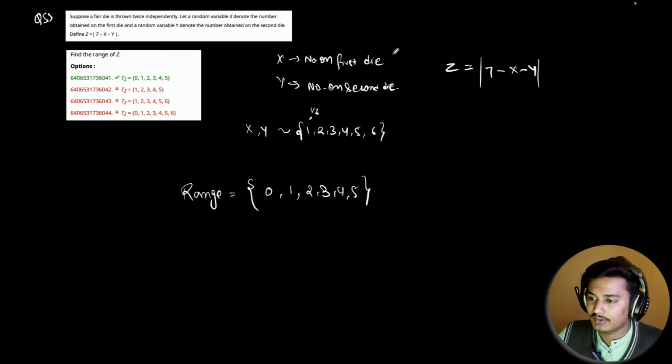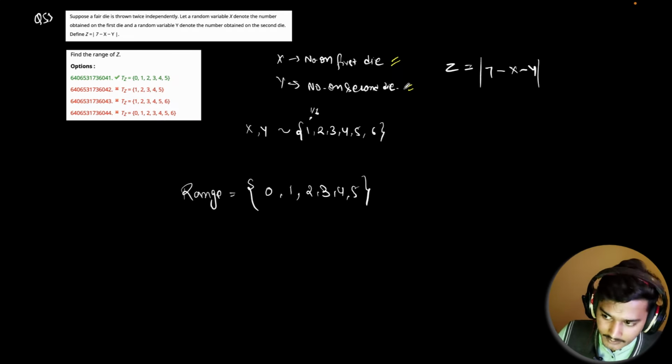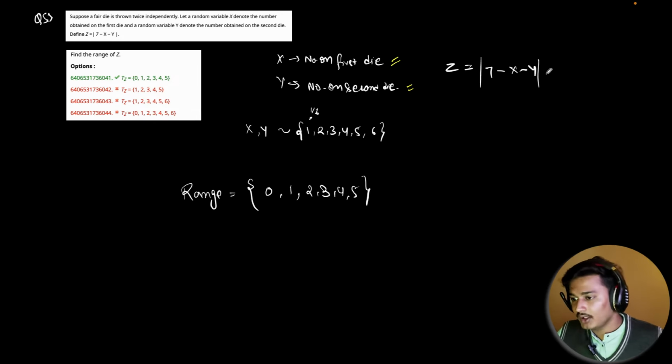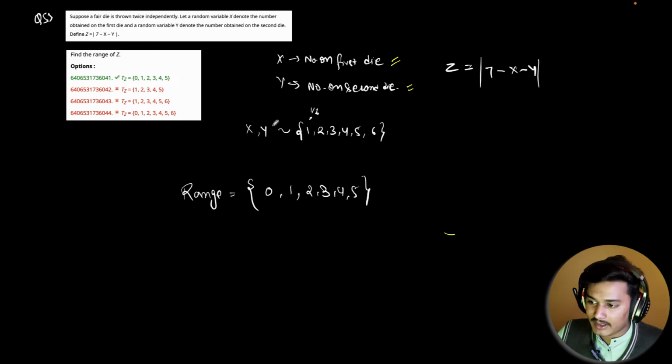So basically X is the number on the first die, and Y is the number on the second die. Z is under the mod, so it will always be positive, right? As we know, X and Y can take values from 1 to 6, and it's subtracting from 7. So let's think, what will be the minimum value of Z? The minimum value can go down to 0. How? Let's say it will be 1 or it will be 6.